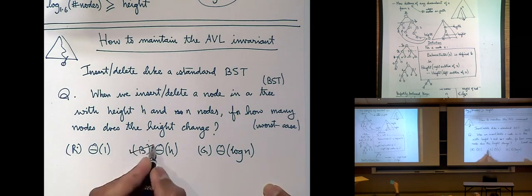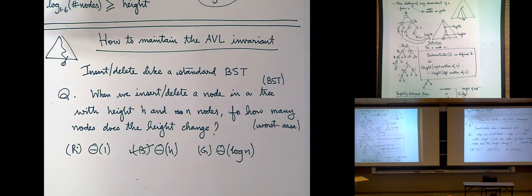Yeah, it's h, right? I mean, you don't know that h is log n, so you're not sure. So it's h. Basically, in the worst case, which are the nodes where the height changes? The parents of those, and the parents of those? The ancestors. So when you insert a node, or you delete a node, it's only in the ancestors that there's a change in height. All the other nodes stay the same, right?